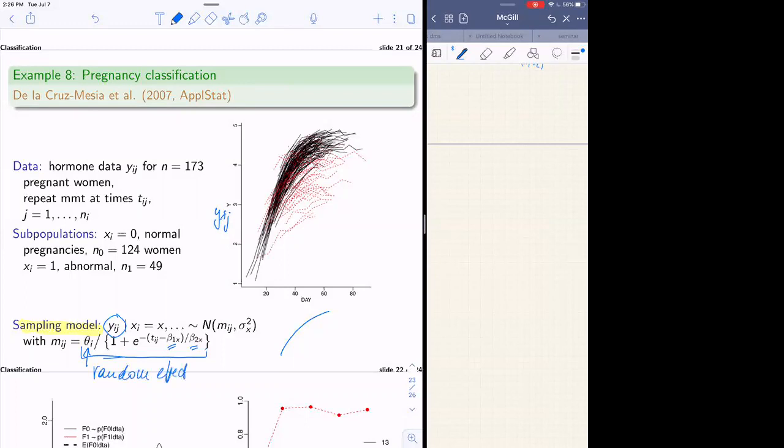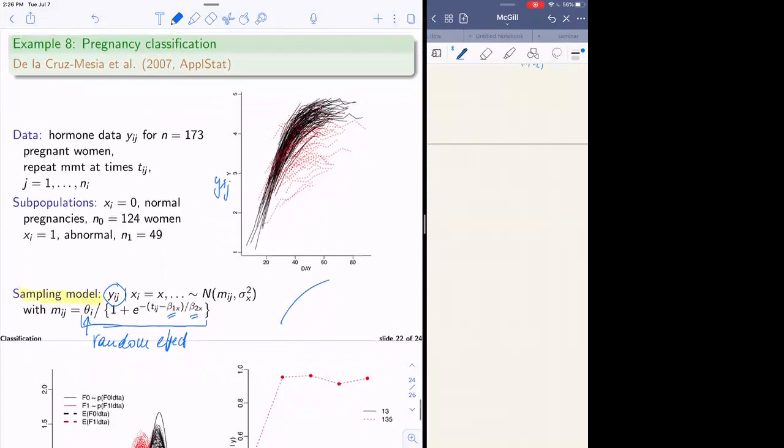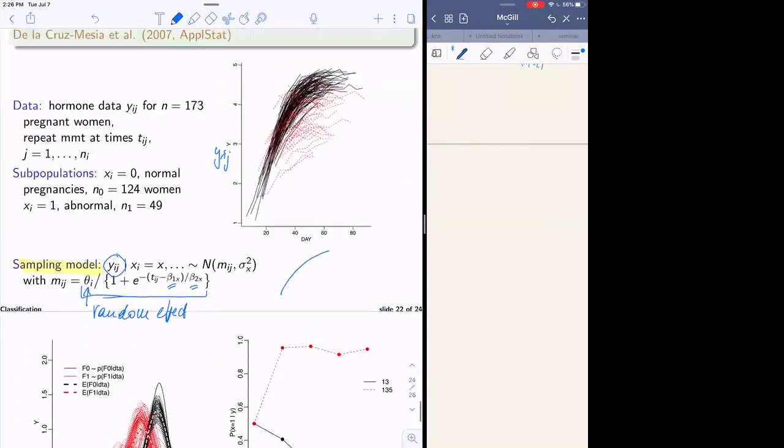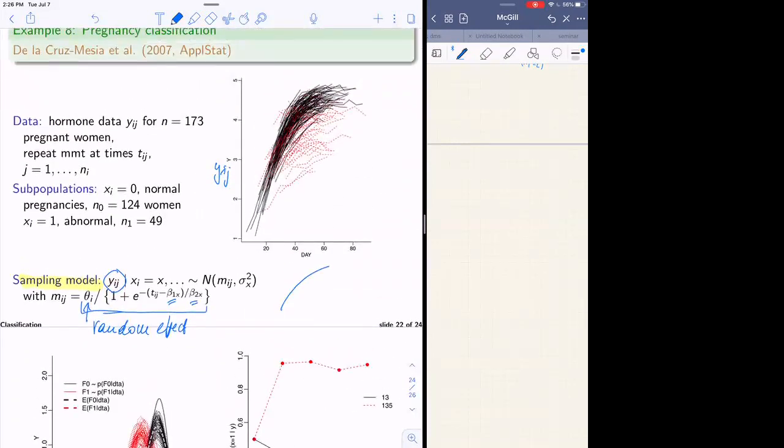And we are now using the ANOVA DDP on the random effect. So not on the Y itself, but on the random effect. So we're using an ANOVA DDP prior on the random effect. This is the sampling model, and I have to complete it with a prior.